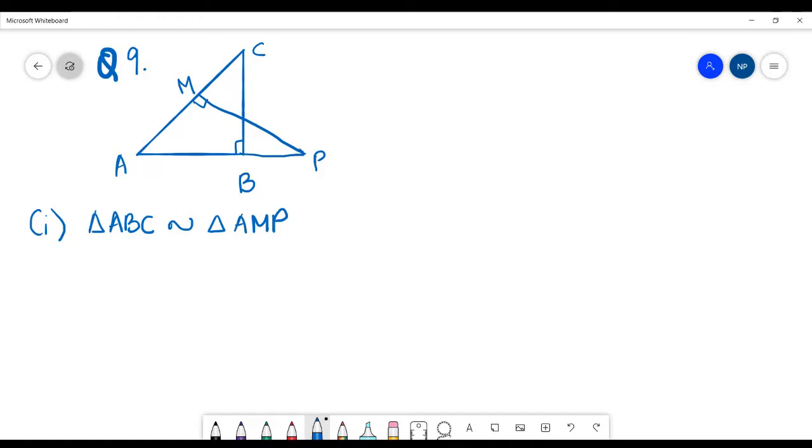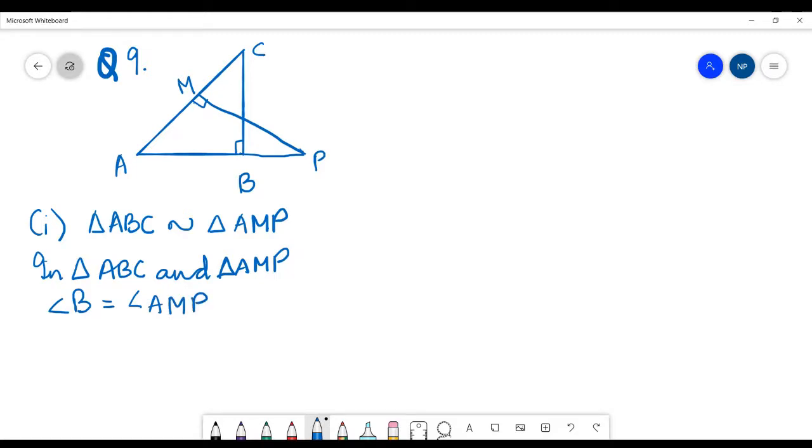In triangle ABC and triangle AMP, we will write angle B is equal to angle AMP. Why? Because both are 90° each, right? Also over here, one angle is common. Which angle is common in both the triangles? Angle A. So angle A is equal to angle A. Over here we will write common.